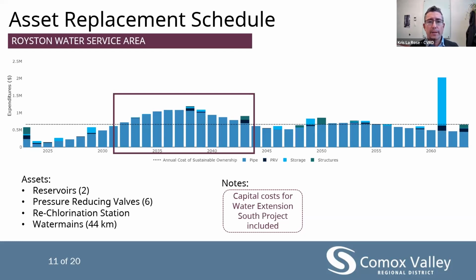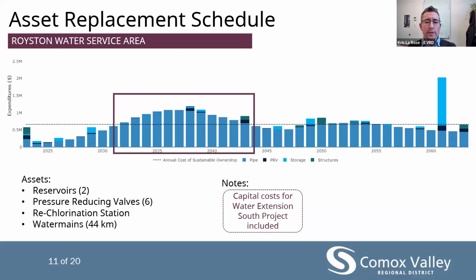Mapping out asset planning for Royston was a little different because of the Water South Extension project, which is in early planning stages. The current water supply agreement with Cumberland requires that the CVRD find an alternate water source for Royston as water demands within the village increase due to growth. So the CVRD is working with partners Comox First Nation and the City of Courtenay to extend water servicing to the area. So we've included the capital costs expected for this project in the financial model, though there will be an additional connection fee to join the Comox Valley Water Service that's not accounted for here.